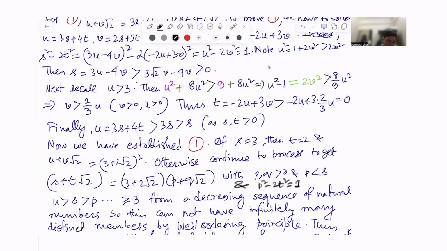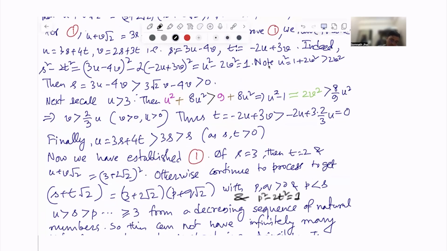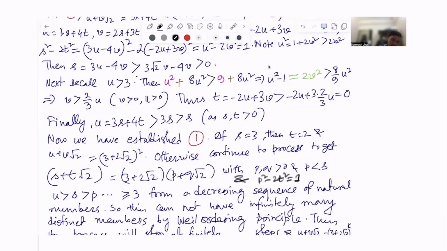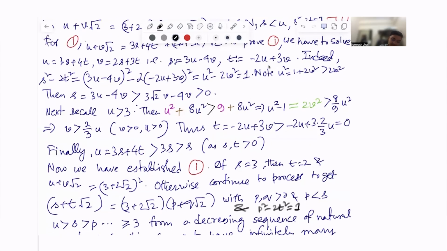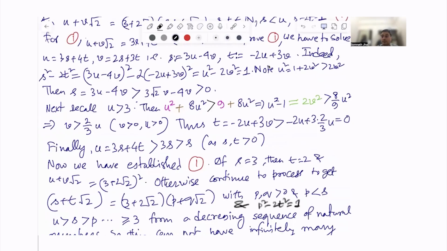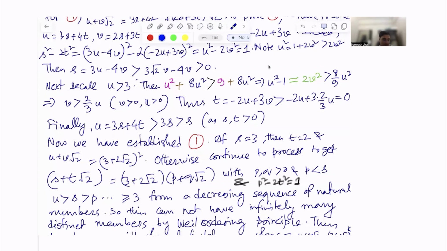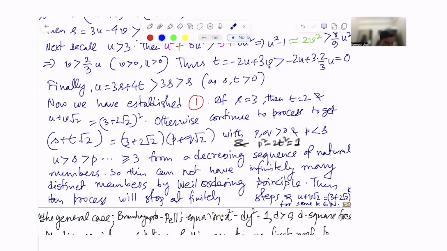So then again you can apply step 1 and you get 3 plus 2 root 2 into p plus q root 2. And then your u plus v root 2 becomes 3 plus 2 root 2 square into p plus q root 2, right? So this cannot go on indefinitely, because u is greater than s, and s is strictly greater than p, and all of them are greater than or equal to 3. This forms a decreasing sequence of natural numbers. At some point it has to hit 3. So this cannot have infinitely many distinct numbers by the well-ordering principle. So this process will stop in finitely many steps and will hit 3.